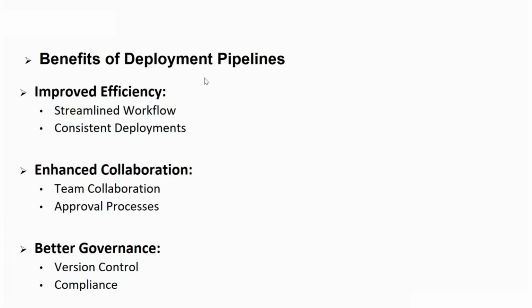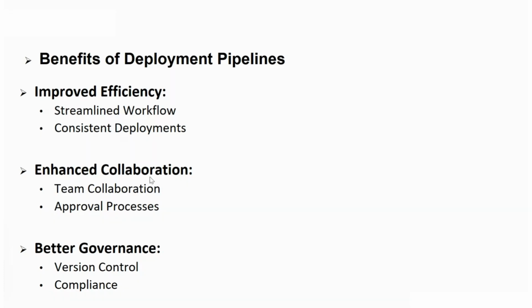Now we will talk about the benefits of the deployment pipelines. The first benefit is improved efficiency. You can simplify the content deployment process by reducing the manual steps and minimizing the errors in the streamlined workflow. Then you can also ensure the consistent and reliable deployment of BI content across different environments with consistent deployments.